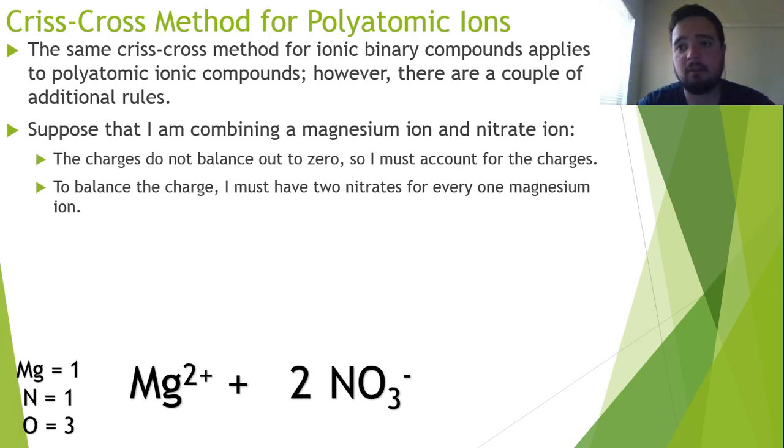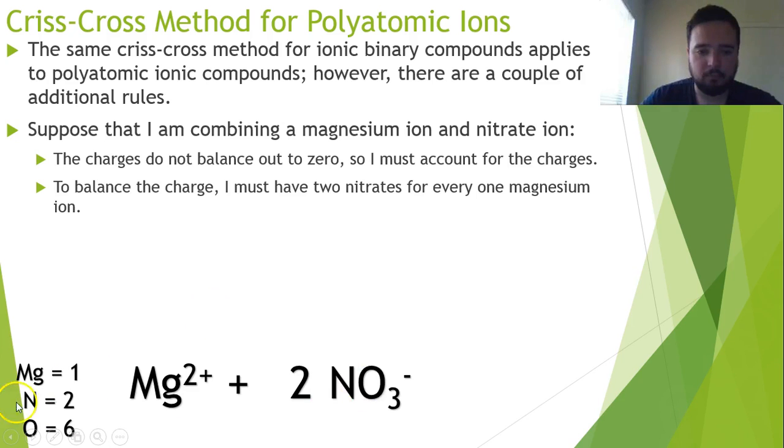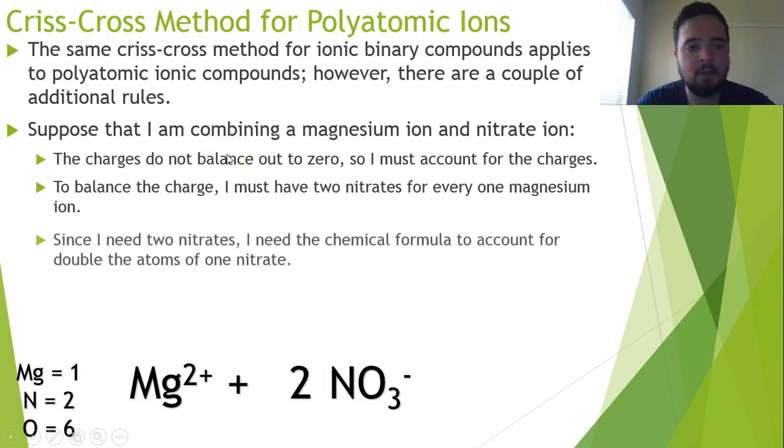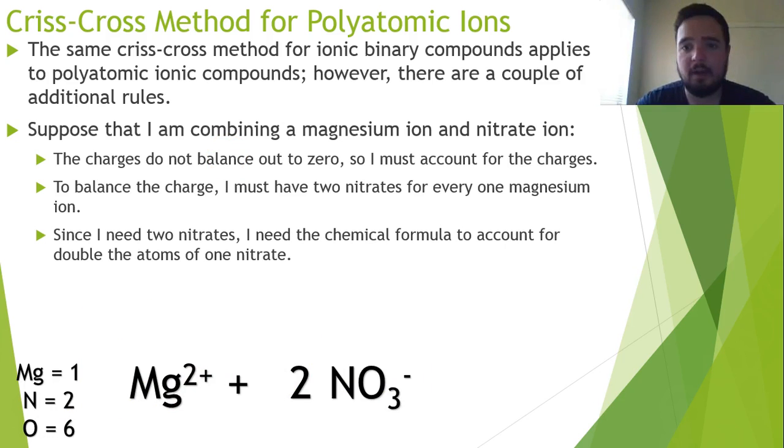Now, since I put the 2 there, my atom count changes, and now I have one magnesium atom, then 2 nitrogen atoms and 6 oxygen atoms. That's because, where my cursor is, there's the imaginary 1 here, so 2 times 1 is 2, that's where I get the 2 from, and then I had 3 originally in the ion, so now it's 2 times 3, and that's how I get 6. So I need 2 nitrates for every 1 magnesium ion, so the chemical formula has to account for that as well.